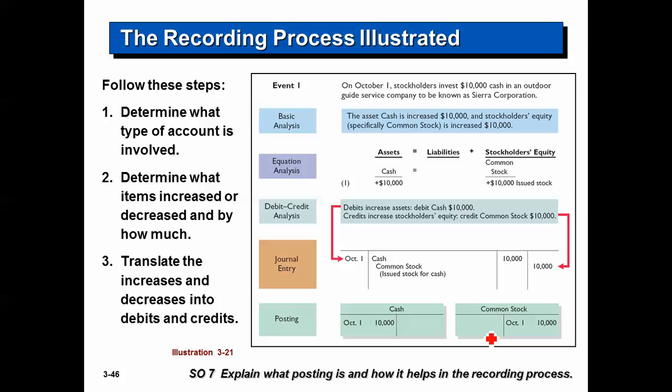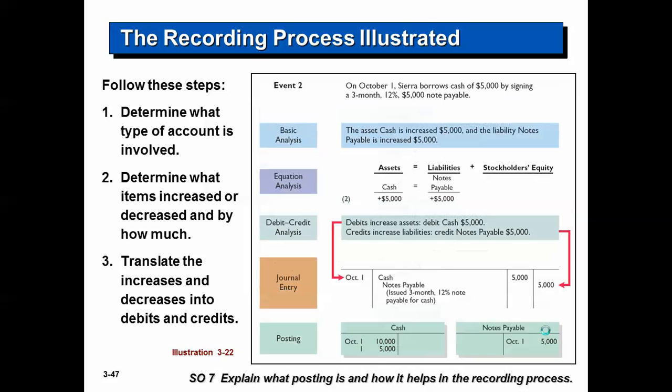We're just visualizing them, seeing them as T accounts. So you see cash, debit, we put it on the debit side of cash. Common stock, credit, went up, we put it on the credit side of common stock. Let's take the next journal entry.